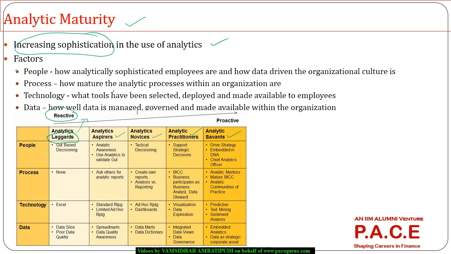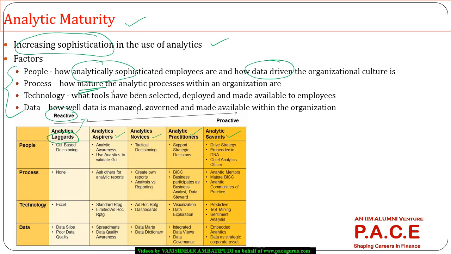Now, when we are talking about that, we talk about four different dimensions: people, processes, technology, and data. From the people perspective, what is the level of sophistication these people have, especially the employees, how much analytical skill and analytics-related knowledge they have. And from the company standpoint, what is the level of data-based decision making, what is the kind of data-driven culture present within the organization. All these things contribute to maturity from the people dimension. Then we talk about the processes perspective: what is the maturity level with respect to analytics processes in the organization?